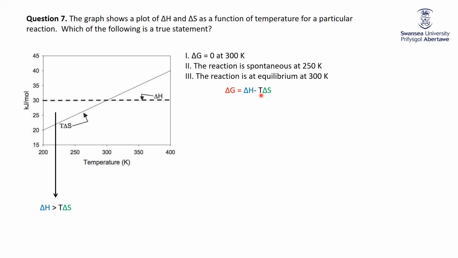Well, if delta H is bigger than T delta S, then delta H minus T delta S is going to be a positive number. And of course, if delta G is positive, then it's a non-spontaneous reaction. So this reaction is non-spontaneous down here at these temperatures. Okay, let's flip to the other side of the chart and go up here. This is now where our line T delta S is bigger than delta H, or delta H is less than T delta S. Well, if delta H is less than T delta S, delta H minus a bigger number is going to be a negative number. And of course, if delta G is a negative value, it's a spontaneous reaction. So up here, these temperatures here, it's spontaneous. These temperatures down here, it's non-spontaneous.